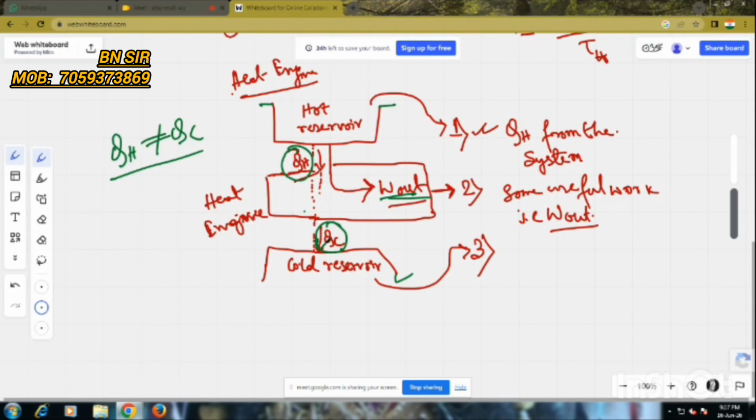Now if we go to the third step, what is happening here? In the third step, the remaining heat energy QC is entering the cold reservoir. So QC equals QH minus W. This is the process to evaluate QC, the energy entering the cold reservoir.